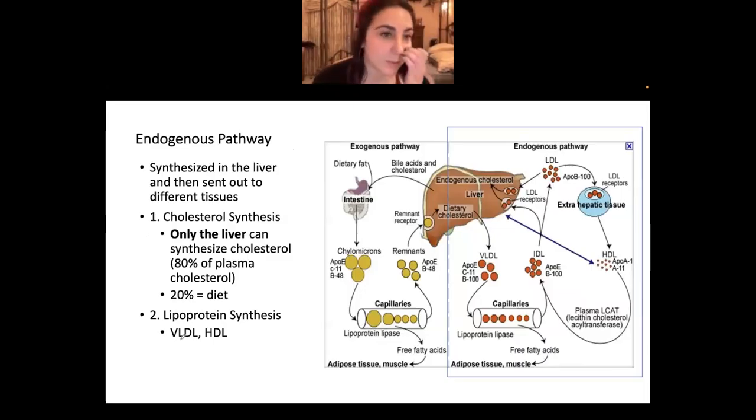And you also have lipoprotein synthesis in the liver as well. So VLDL, HDL, LDL, well, LDL and IDL, they all come from VLDL. But if it asks what lipoproteins are synthesized in the liver, it's VLDL and HDL. Because if you notice on here, those are the only ones that the liver is specifically secreting.